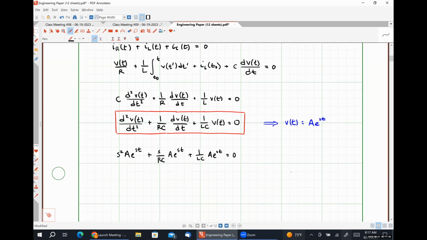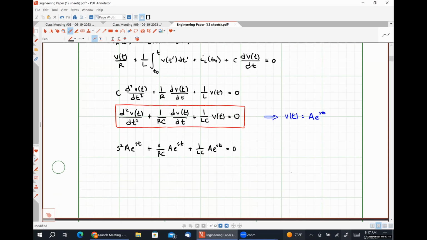And now I'm going to do a little bit of algebra here. There's a common factor of A. Then I'm going to have this term, s squared plus s divided by RC plus 1 over LC, times e to the st, will be equal to 0. So I've done nothing more than just remove the common terms here, and I've split them up in this way so that we can look at this thing piece by piece, right? So our ultimate goal is that this expression is equal to 0.